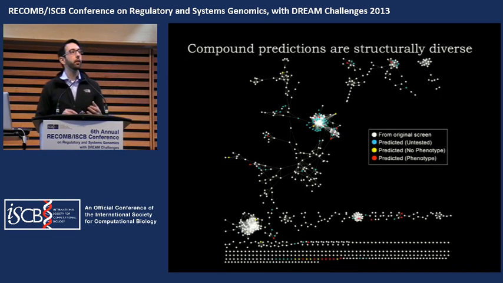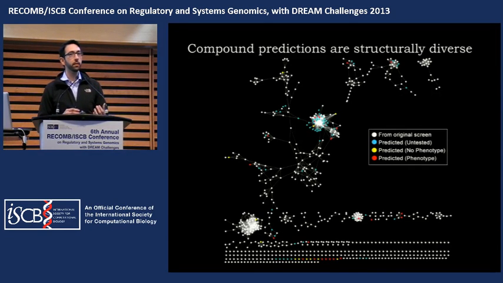And this is just a diagram to show you that these compound predictions are structurally diverse. So these are all of the compounds that have a known or predicted cardiac phenotype. The ones in white are the ones from my screen that I actually observed a cardiac phenotype for. The ones in blue, yellow, and red are predictions. So blue are ones that I haven't tested yet.